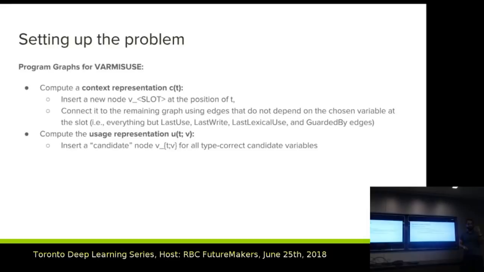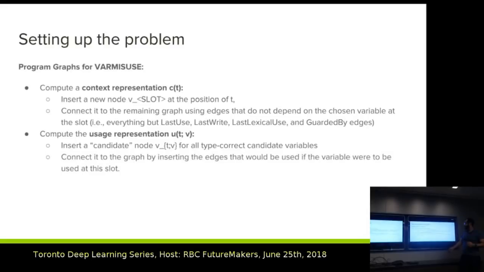So say you have 4 candidates, then you would have one node that is empty, that V slot, and 4 nodes that are the candidate variables. And when I say they don't add these nodes, these already exist, right? These variables exist in the code, they just do the connections.